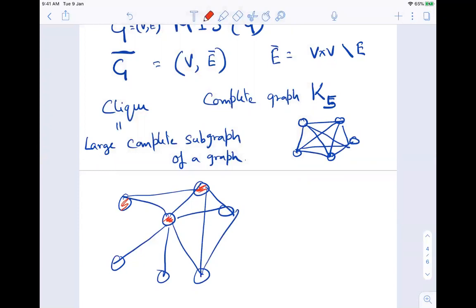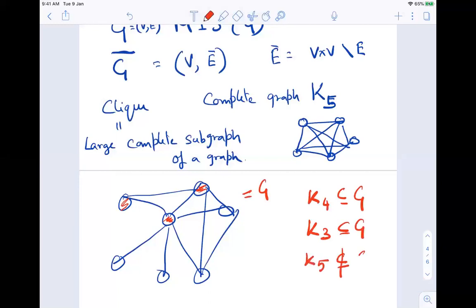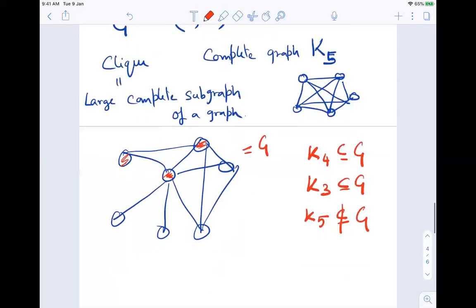So if this graph is called G, then I know that K4 is a subgraph of G and K3 is also a subgraph of G. And you can see that K5 is not a subgraph of G. So the clique number of G is actually 5. Sorry, not 5. It's 4. It's the size of the largest complete subgraph.